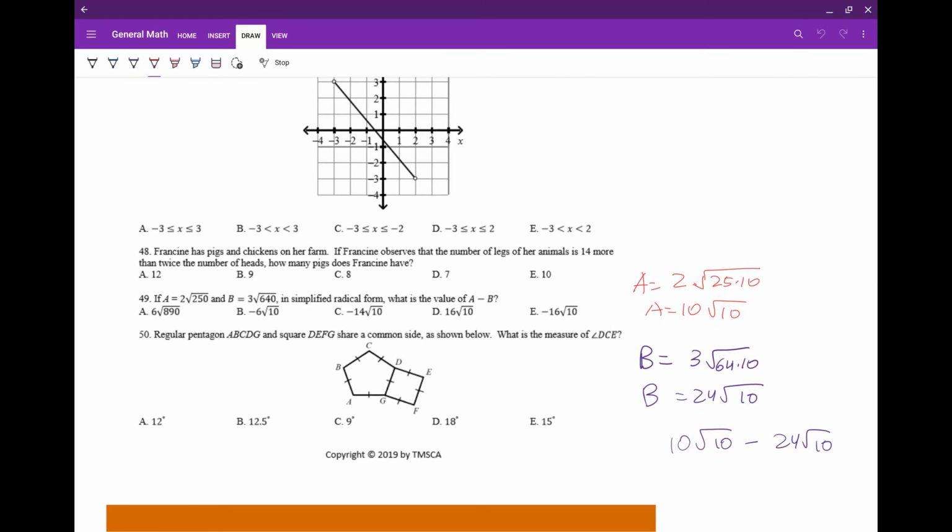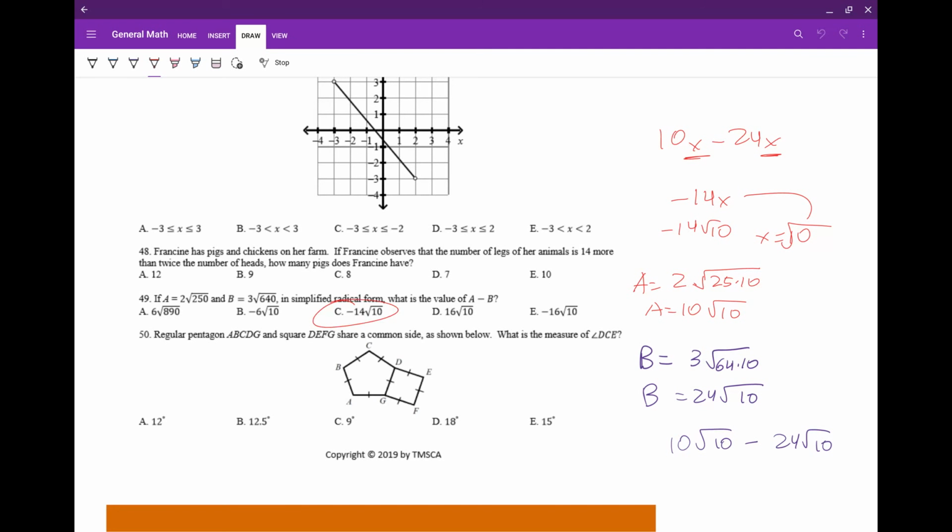The first one would be if you had like 3 times x minus 4 times x, right? Or if you had 10x minus 24x, you could combine because they're like terms, because this value is the same. And so that would make it negative 14x. So what if I told you x equals root 10? Then you'd plug that in and you get negative 14 root 10. That's your answer. It's answer choice C.